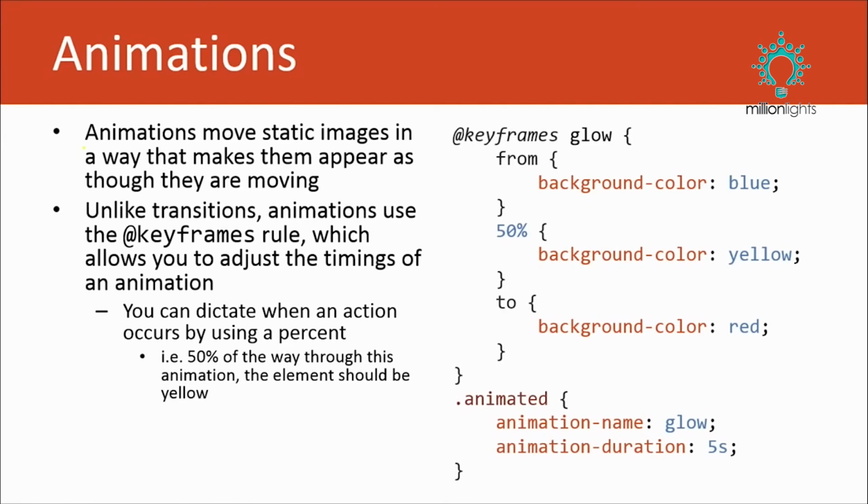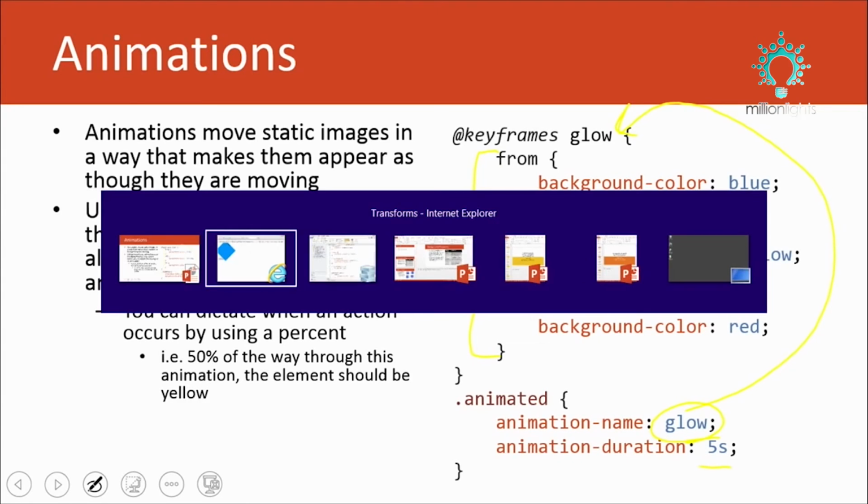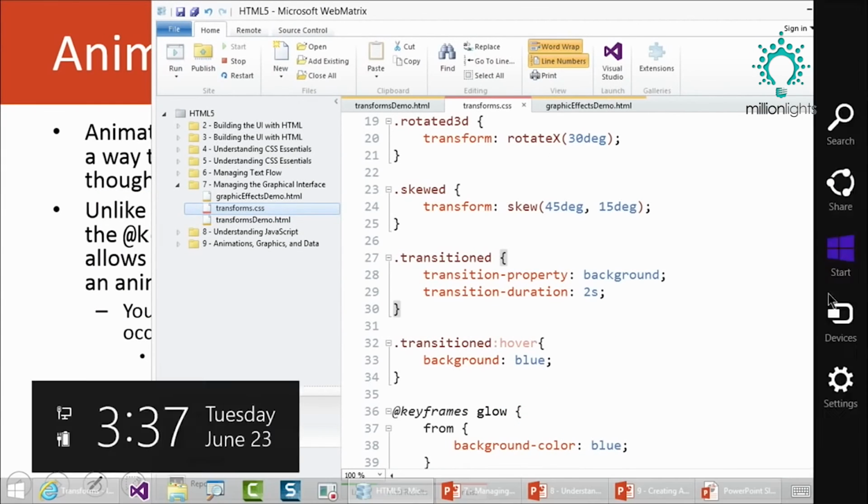And so what this one's going to do is we're going to move from a blue background into a yellow highlight 50% of the way there, and then we're going to transition to red to finish out. And so our animation name here is glow, which has to be the same as the selector name, which is preceded by the keyframes rule. Okay, and this is what I was mentioning earlier and couldn't quite recall for whatever reason. But then notice that my animation duration is 5 seconds. So let's go ahead and see this in action here real quickly.